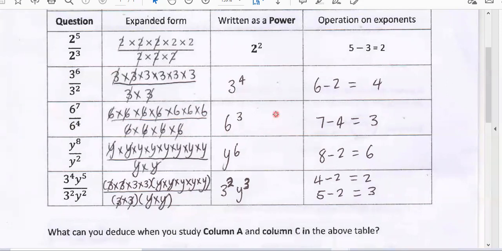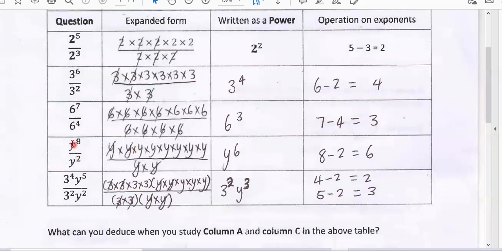Now, how did we get 6 to the 3? So we said the exponent of the base in the numerator minus the exponent of the base that is in your denominator. So it was 7 minus 4 to give us an answer of 3. So you take the exponent of the base that is in your numerator minus the exponent in your denominator to give you an answer of 3.